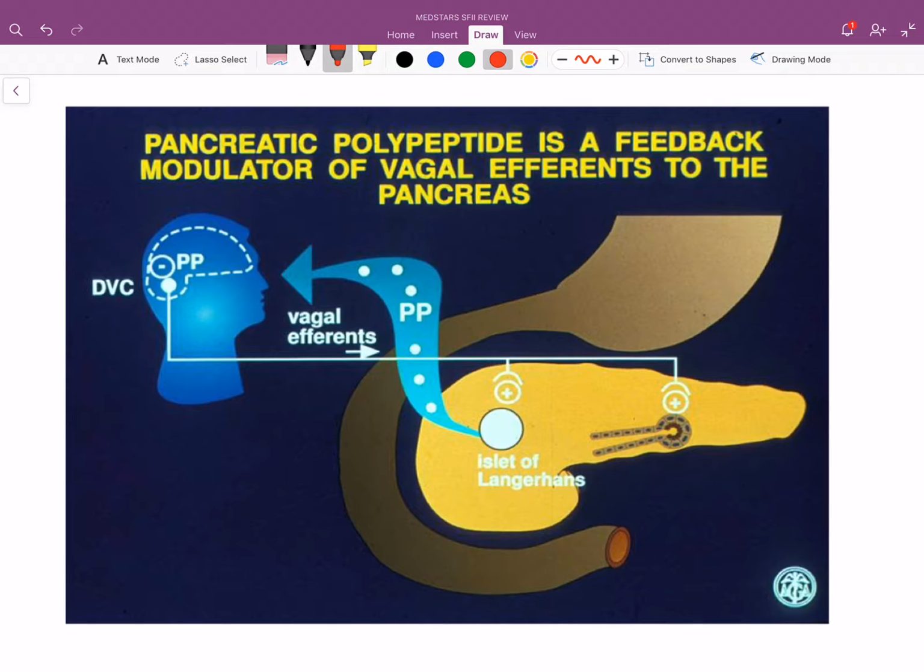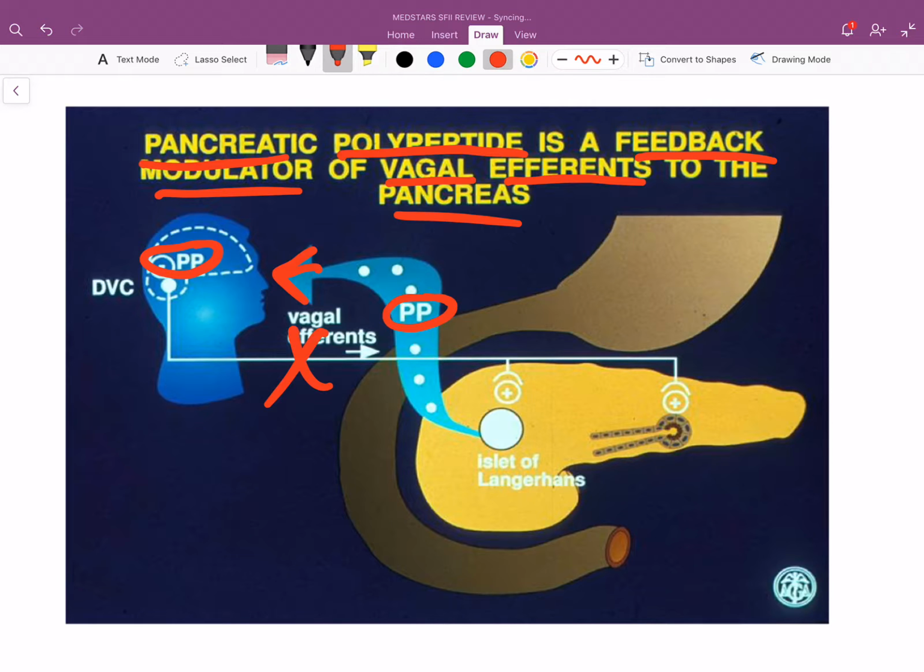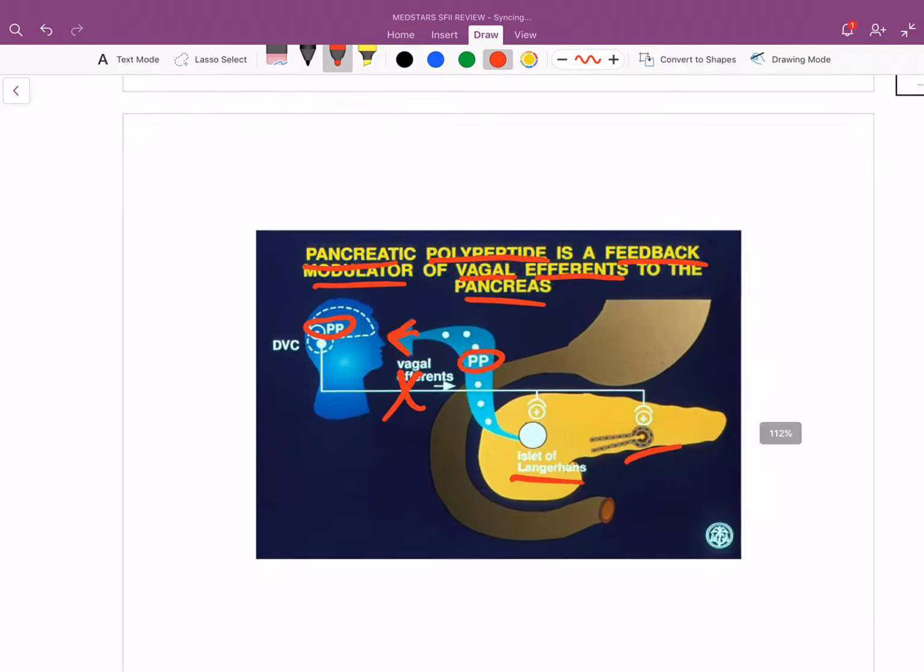And the molecule that is responsible for really turning things off in the pancreas is the pancreatic polypeptide, right? That's the feedback modulator of these vagal afferents to the pancreas. So once to a certain point, this pancreatic polypeptide gets secreted, and it reaches the brain, and then the brain is going to say, okay, this pancreatic polypeptide is going to inhibit these vagal efferents and stop the vagus nerve from doing what it wants to do, which is secrete insulin and secrete its juices.